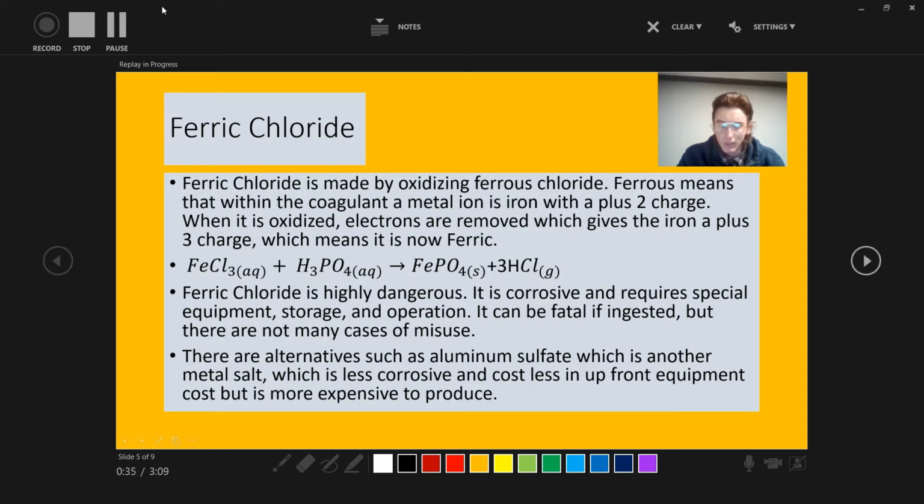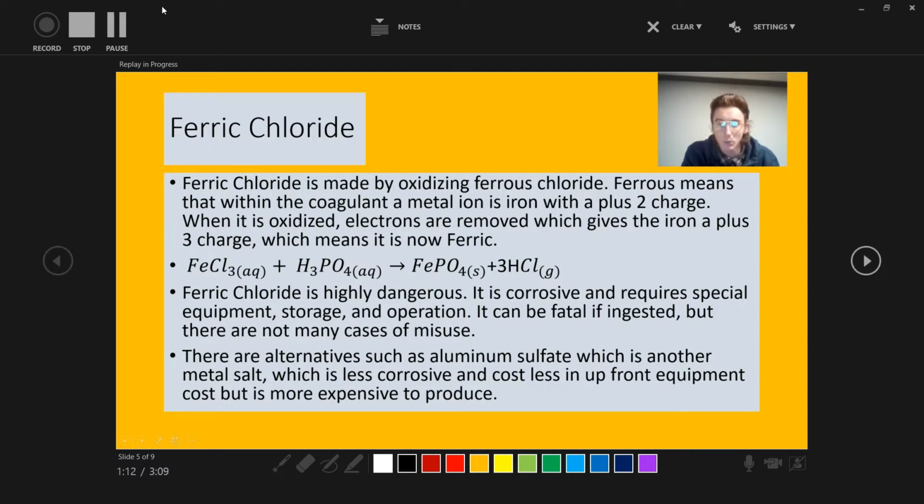Ferric chloride is a unique chemical because you can't just make it how you would expect. You can't just make it by mixing iron and chlorine, even though the formula for ferric chloride is FeCl3, which means that it has one iron and 3 chlorines. But you have to oxidize ferrous chloride, which is FeCl2. Oxidizing is when you remove an electron. And so ferrous chloride is iron with chlorine when the iron has a +2 charge.